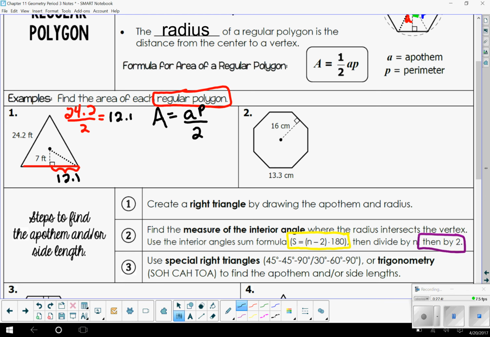Okay. How do we find the perimeter? Add up all the sides. Or we can do the side times 3. So let's do that. Perimeter is equal to 3 times 24.2, which is what? 72.6.